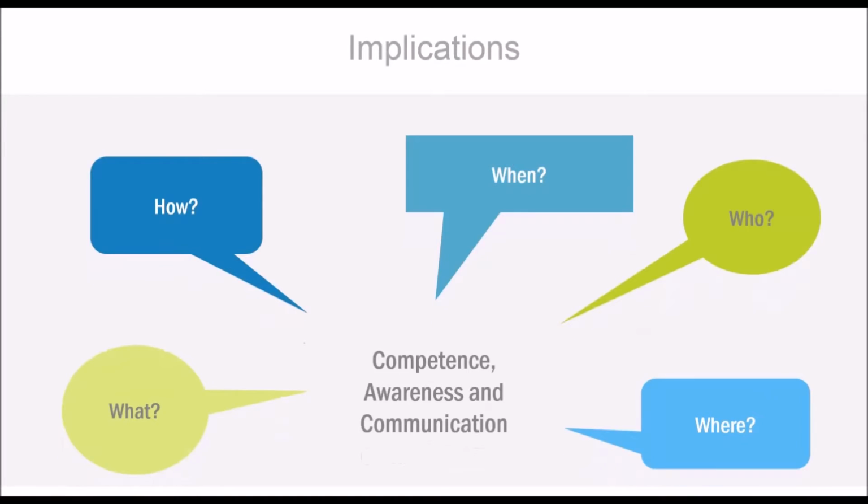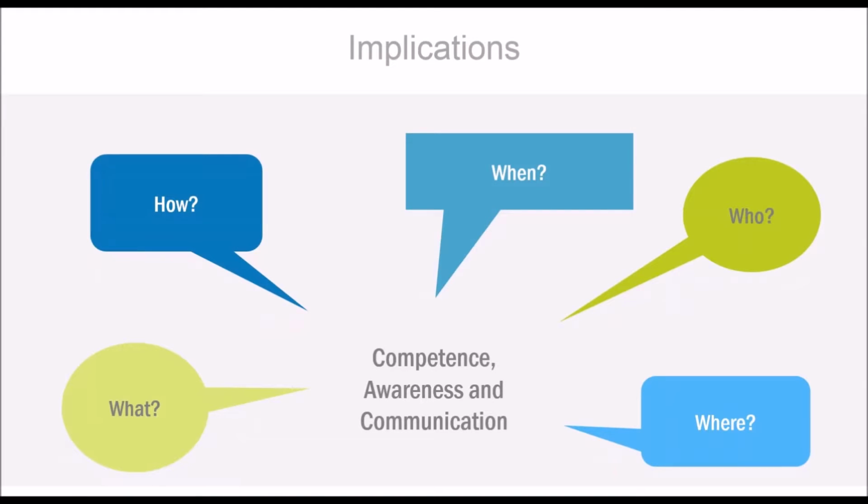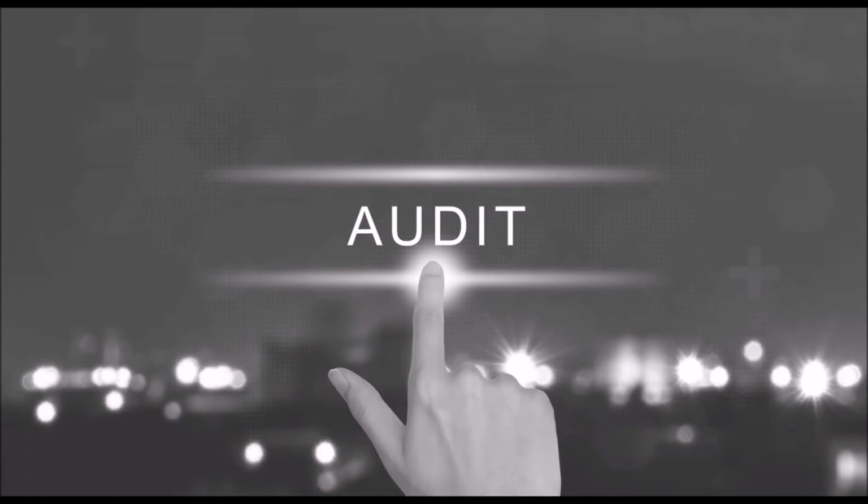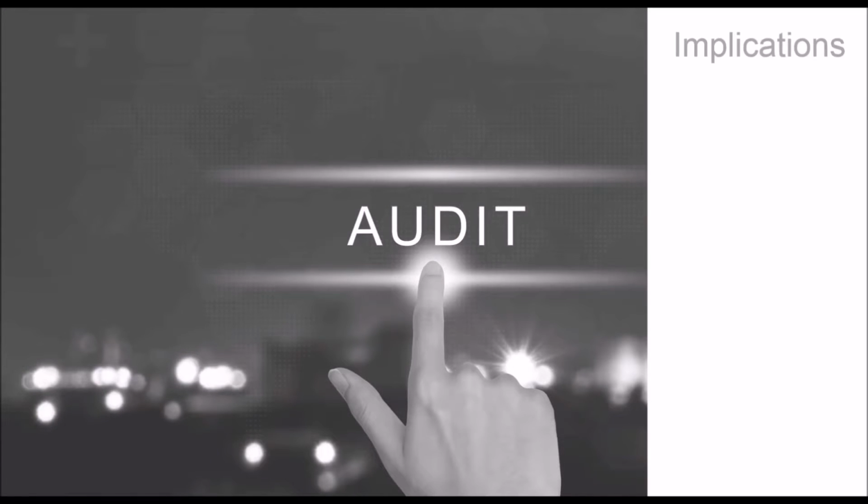So, training and awareness of staff. Well, remember the who, the what, where, when and how I talked about earlier. Who will require the training and what type of training will they need? Where and when will the training take place? And how are you going to approach this? And I'm guessing the elephant in the room is how you're going to get top management involved. Okay, auditors, let's have a look at the implications for you.